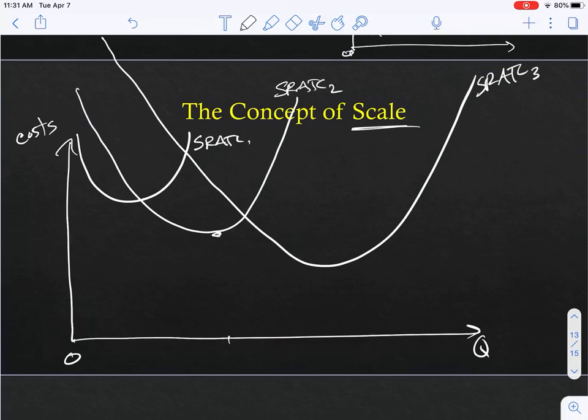And the question is, can you keep getting bigger and bigger and bigger and driving your cost down lower and lower and lower? Well, the short answer to that is no. Sometimes the plant can get so big it's difficult to manage and you actually see your costs going back up. And so you might find a short-run average total cost curve for some sort of massive plant that looks like this.